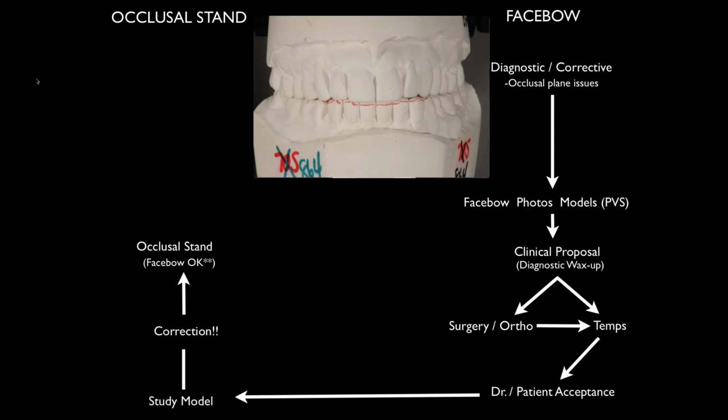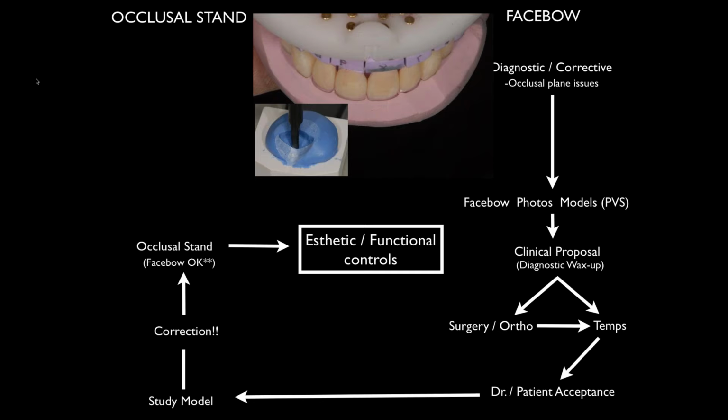At any rate, once we have it corrected, we have everything okay, we have all the temporaries that are accepted by the patient, and they are horizontal, they are flat, and they do fit well on the patient's face. At this point, we can mount our actual case using an occlusal stand because it has certain advantages. It always puts our model straight, always puts it horizontal, always puts the midline in the center because it's a geometrical platform.